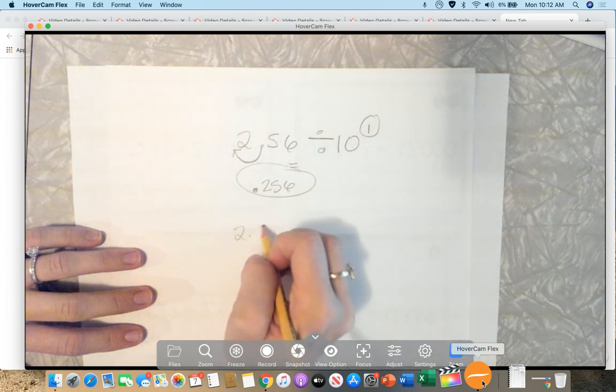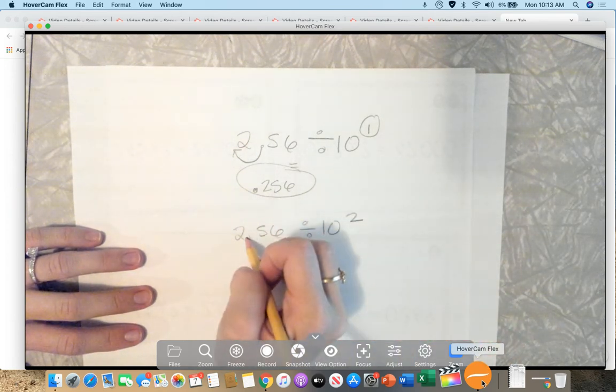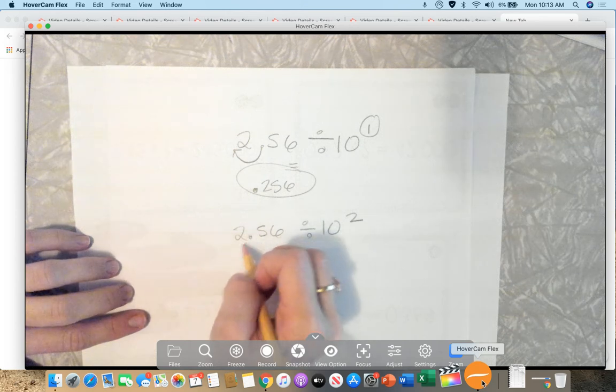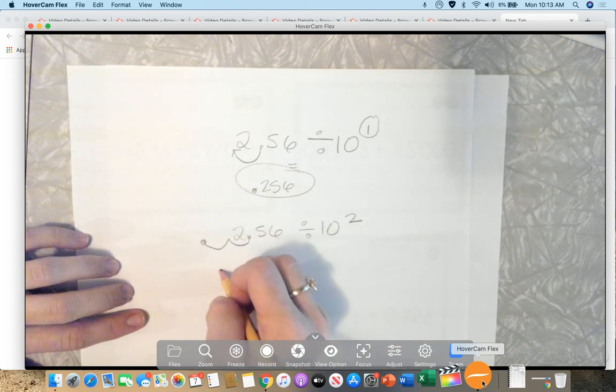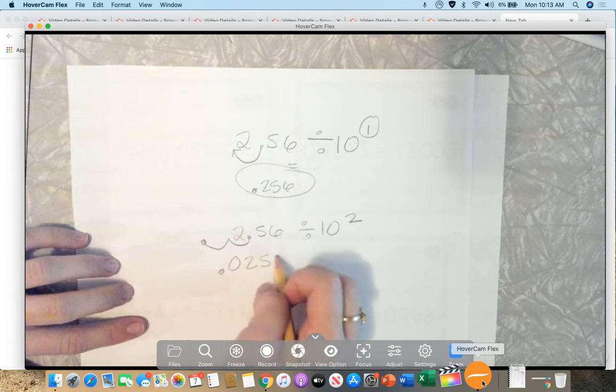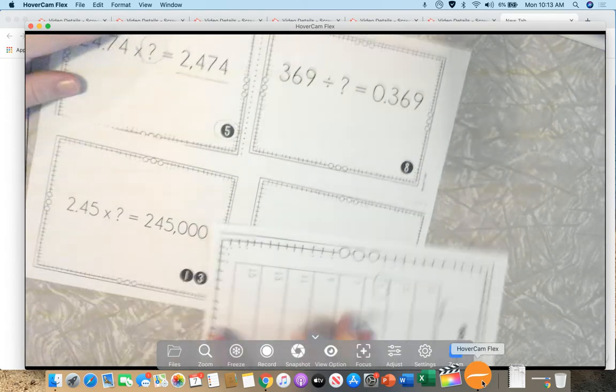What if it was 2.56 divided by 10 to the second power? Then this would get moved twice to the left. 1, 2. So now it would be 0.0256. So that's just a little review. So let's go ahead and jump into our actual equations.